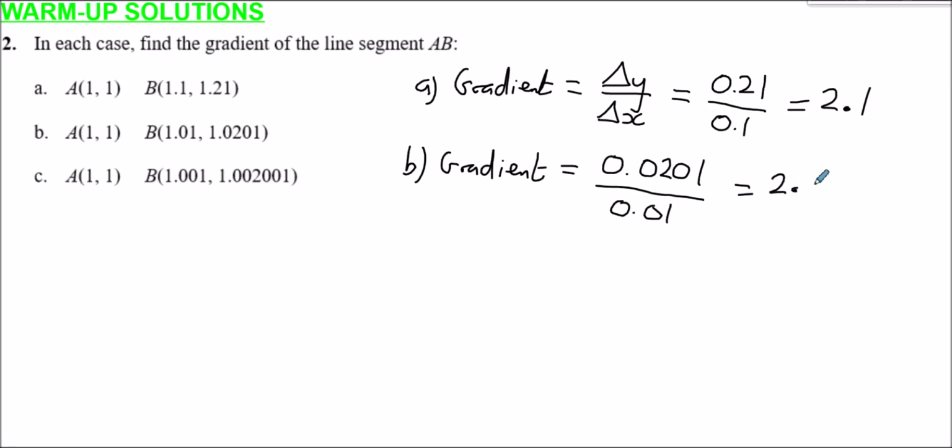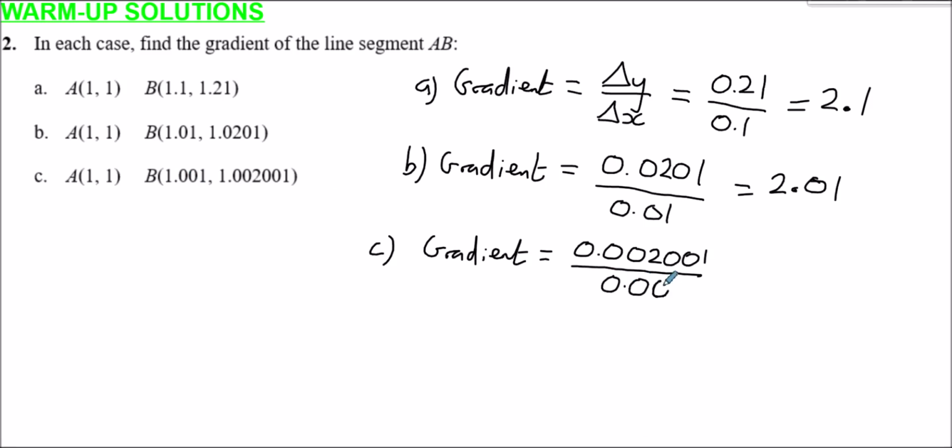You can see here my inability to write in a straight line hasn't disappeared, going downwards, but never mind. For B, gradient is 2.01. And for C, the gradient, change in y over change in x yet again. Only this time we have 0.002001 all over 1.001 minus 1, so all over 0.001, and that gives us 2.001. So we seem to be getting closer and closer to a gradient of 2.